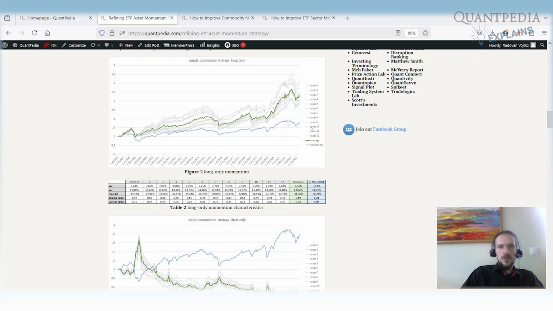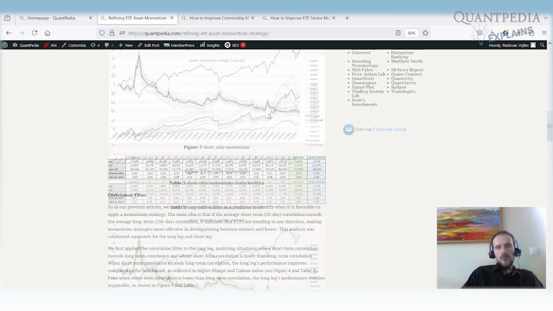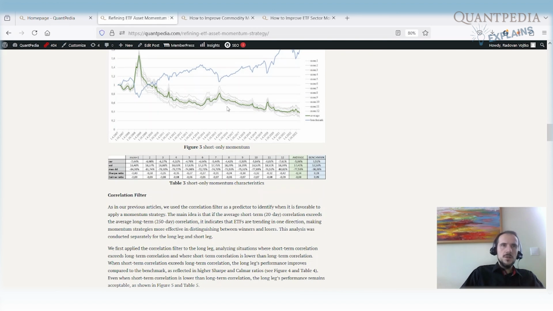The benchmark is the equally weighted average of all of those ETFs. So in a diversified portfolio, the momentum works very well. We can see it here. The problem is with the short side. The short side is used for hedging.